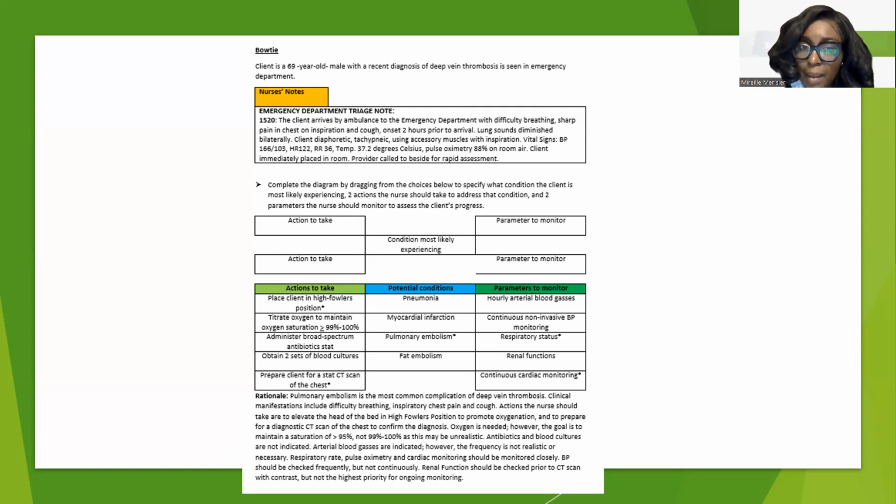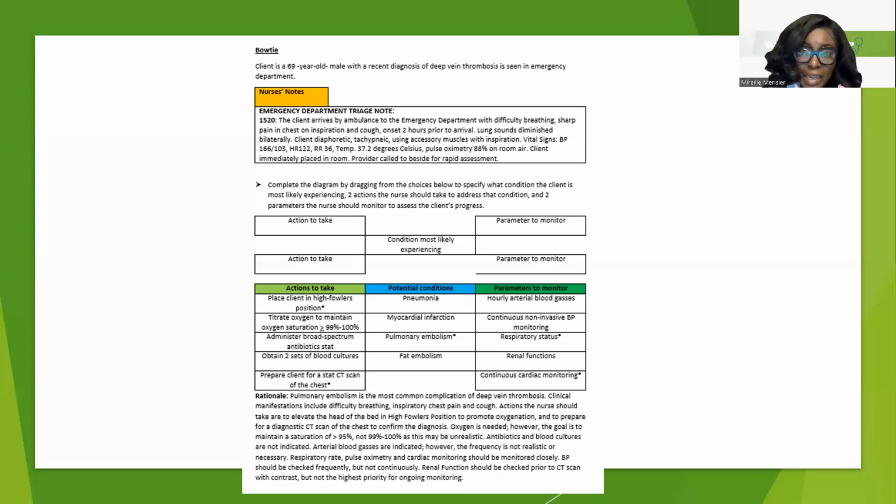That's what's going to reveal the pulmonary embolism. Oxygen is needed. However, the goal is to maintain an O2 sat of 95, not 99 to 100. And I don't know if you guys have been seeing this in clinicals. When doctors write orders for O2, do you see a range? What's the normal range that doctors write for O2 orders for the patient to be satting? It's 95 to 100. Yes, 95 to 100.